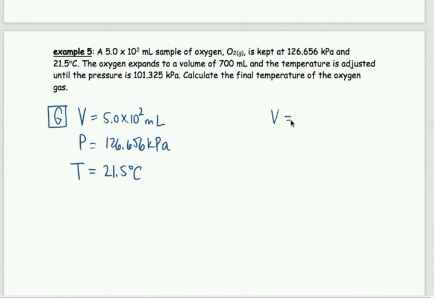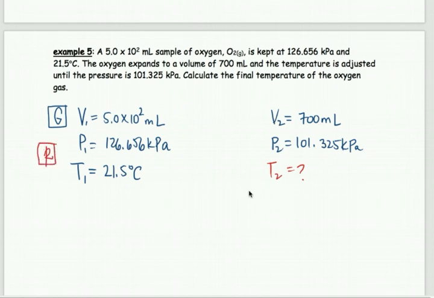Okay, so the oxygen is expanded to a volume of 700 milliliters, and the temperature is going to be adjusted until the pressure is at 101.325 kilopascals. So we need to calculate the final temperature. The usual information is all here, so we have all the variables as well. Our goal is to find the final temperature.